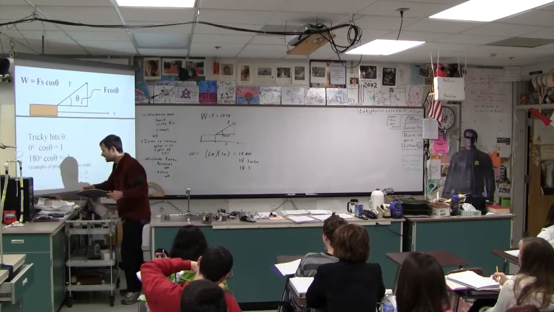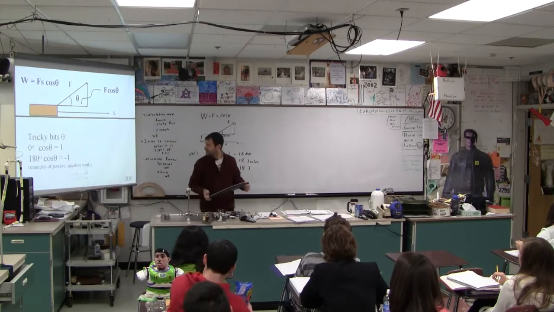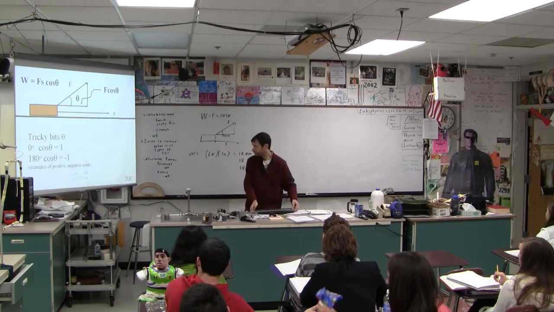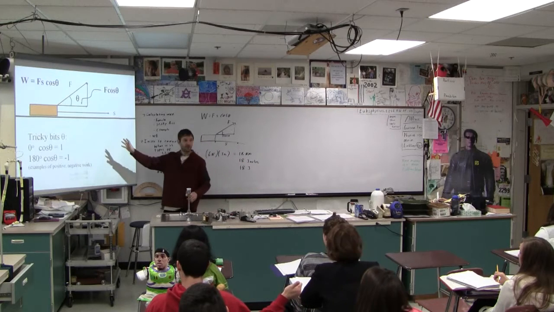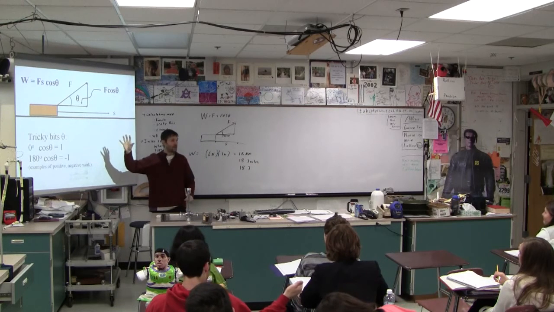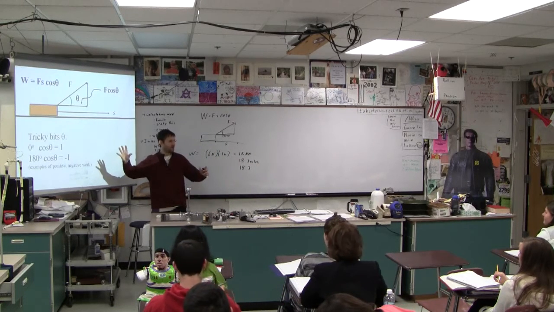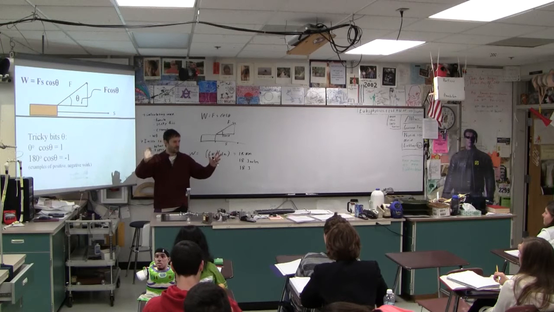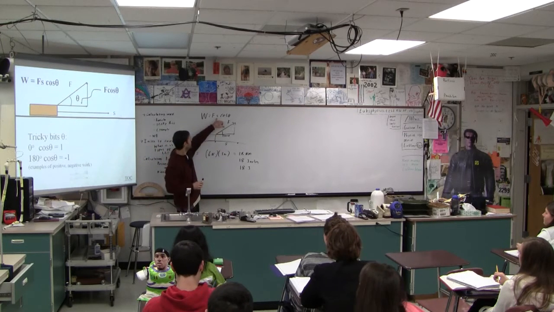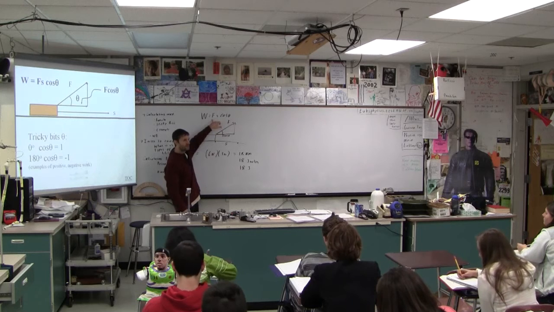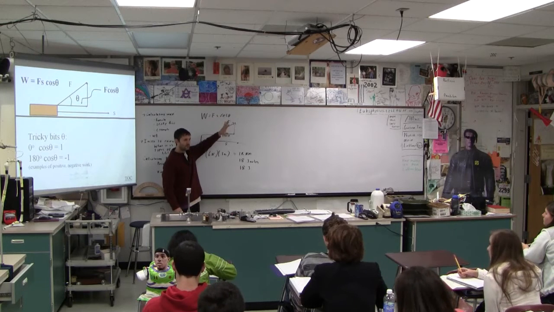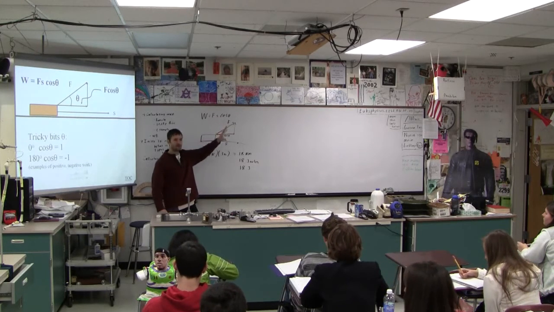Okay. Tricky bit number 1. I think we've already done tricky bit number 1, and that is that if we don't actually make the object move, there is no way that we could have transferred energy to it. So if S is 0, even though there's an F, something times 0 is 0 work, because the notion here is that it's a transfer of energy.